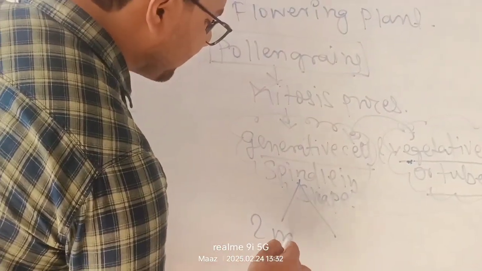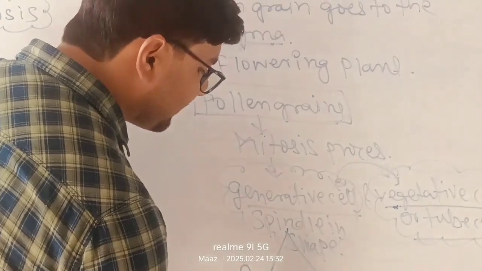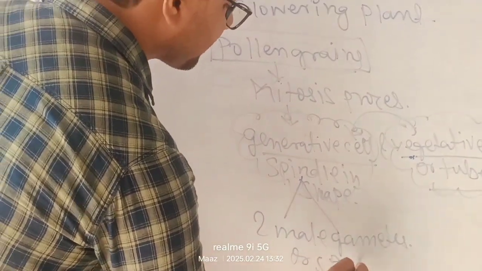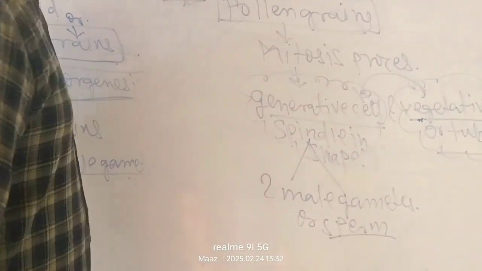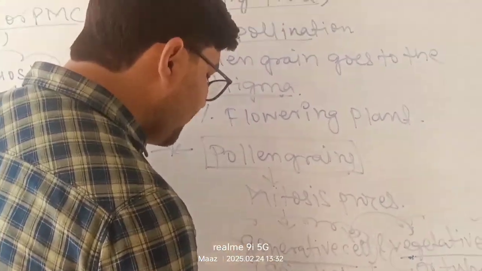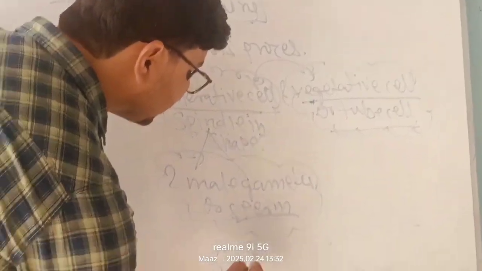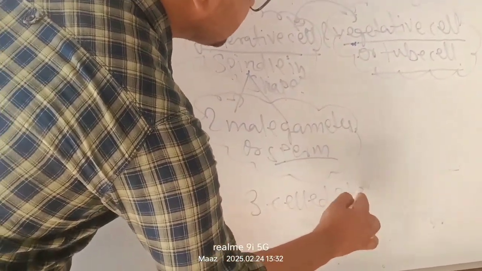Now after that the generative cell starts division one more time, undergoes mitosis and forms two male gametes. Two male gametes, or we can say it is sperm of the male plant. Yes, two male gametes are formed from the generative cell. The two male gametes and the vegetative cell conclude into a three-celled stage.